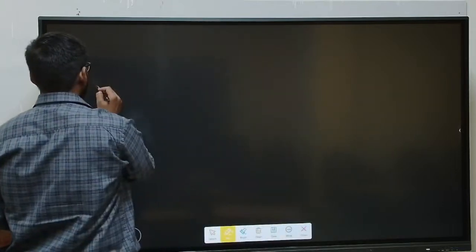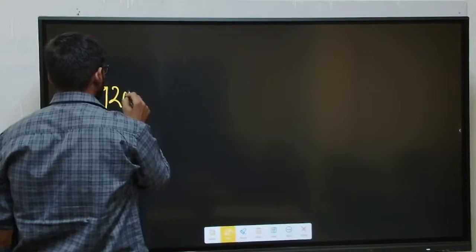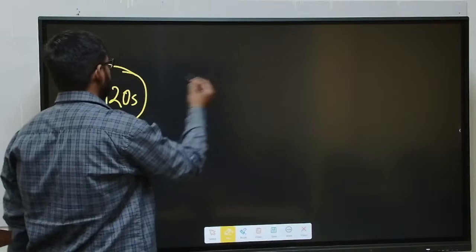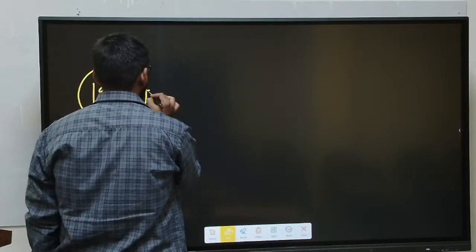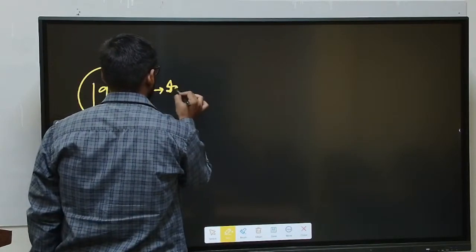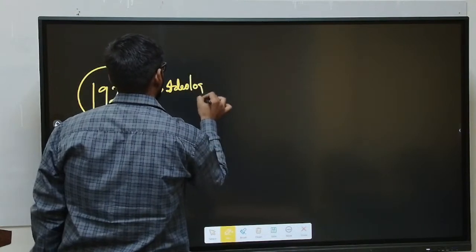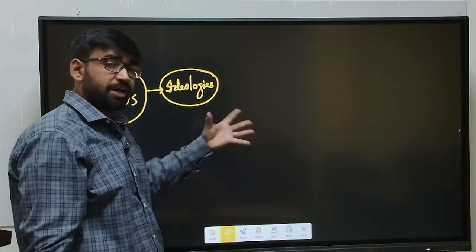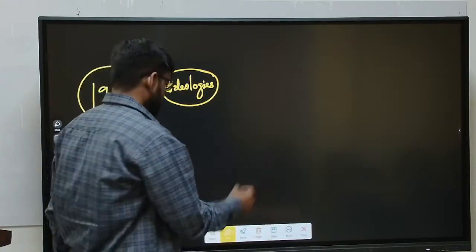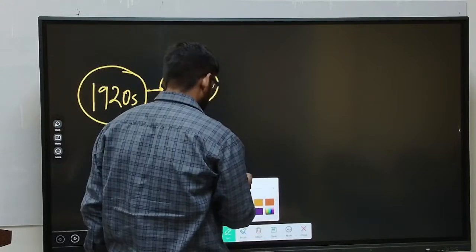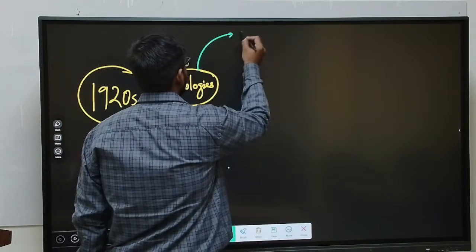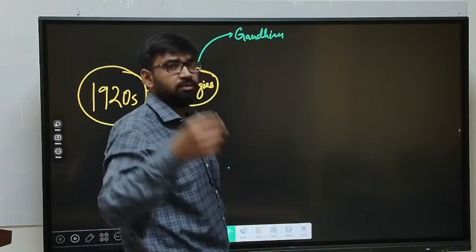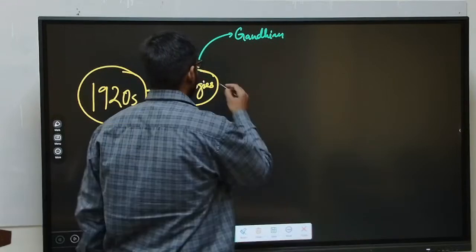See, the era of 1920s. Various forms of ideologies emerged. It is the era of ideologies. Now, like Gandhism, Gandhian ideology was there, Gandhian movements. Then another ideology.